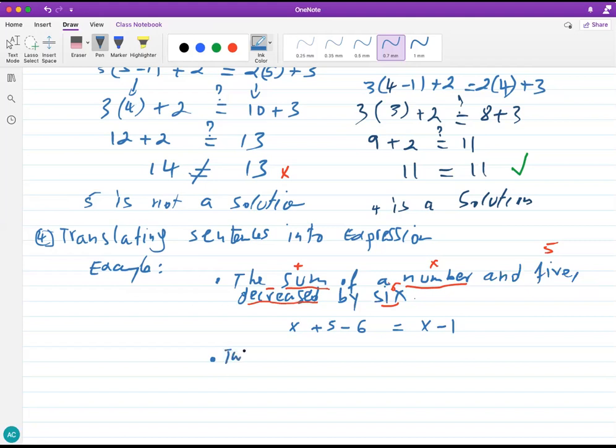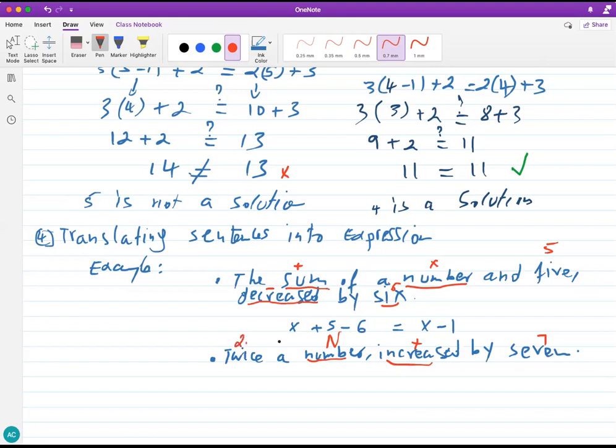Let's do another one. Twice a number increased by seven. All right, it's a pretty simple one. Let the number be, for example, n. Okay, increased, that's a plus. Of course, we have a 7 here. What do we mean by twice? Twice means 2 times. Right?